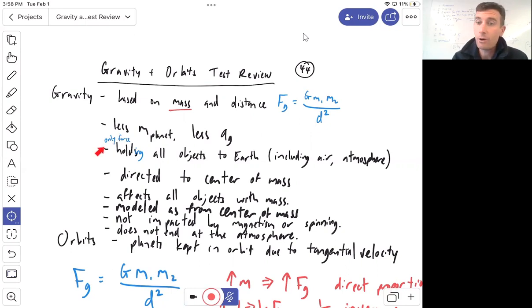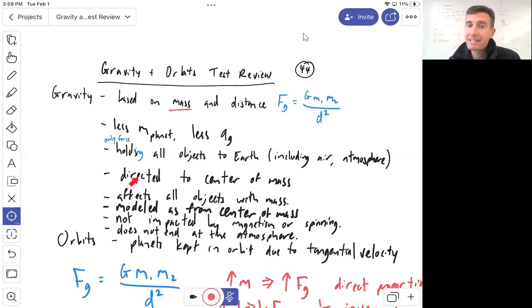Gravity is also the only force that's holding all objects to the Earth or to whatever planet they are nearest. That includes air, that includes the atmosphere. Magnetic field does not hold the atmosphere in place. The spinning of the Earth does not hold the atmosphere in place. It's just gravity holding things to the ground. The atmosphere does not hold things to the ground. Only gravity is holding all of the things onto the Earth.